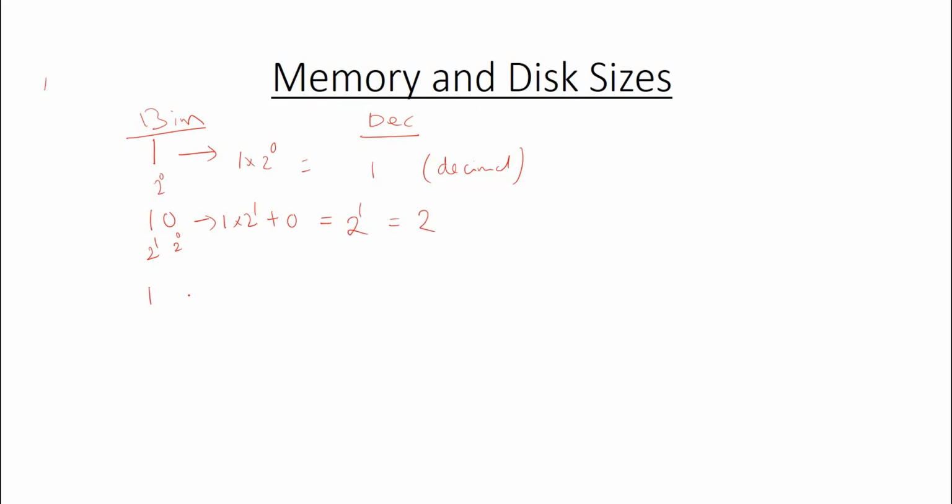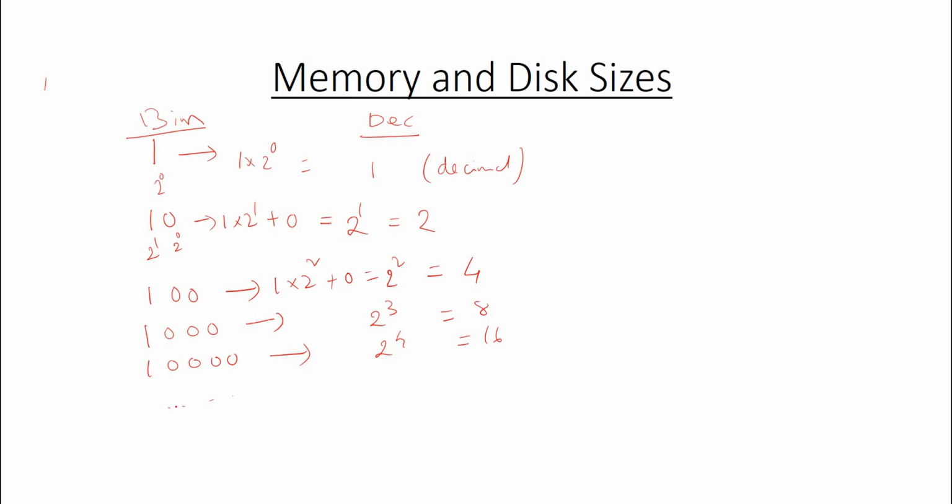For example, if we take 1, the place value is 2 power 0. That means 1 into 2 power 0, which is 1 in decimal. So this is binary and this is decimal. If we take 10, here the place values are 2 power 0 and 2 power 1. So this is 1 into 2 power 1 plus 0 into 2 power 0, which is 0, which is nothing but 2 power 1, and this is 2. Similarly, 100, this is 1 into 2 square plus the remaining all add up to 0. That means 2 square, and this is 4. Similarly, 1 followed by three zeros, 2 cube, and this is 8. 1 followed by 4 zeros, 2 power 4, and this is 16.